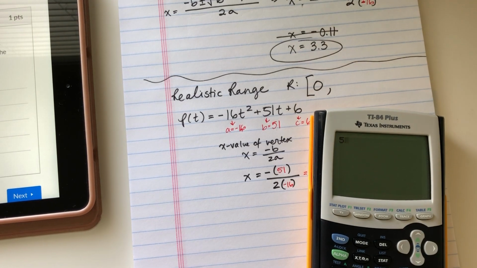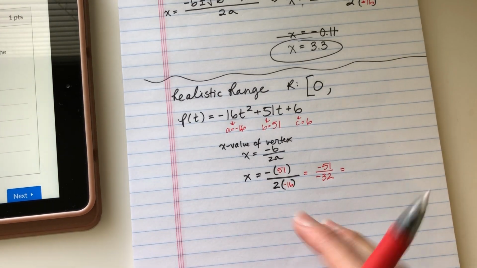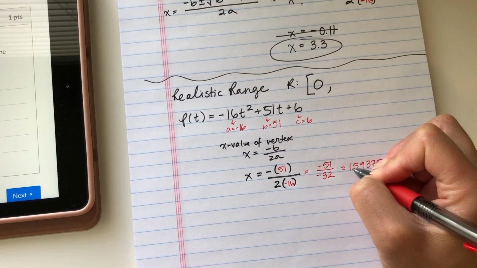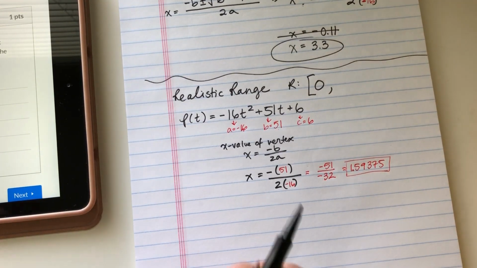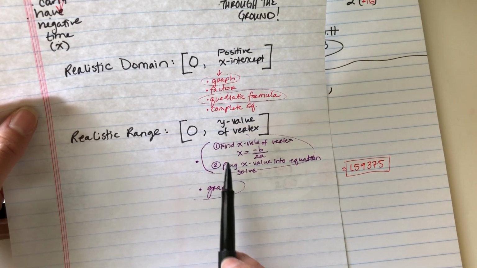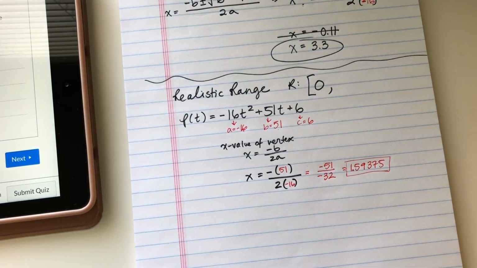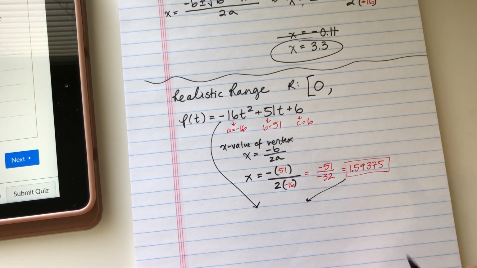And then I have 51 divided by 32, and it's 1.59375. Let's see if it's a prettier fraction. Nope. And I'm just going to leave it, 1.59375. So that's the x value of the vertex, but the realistic range doesn't want the x value, it wants the y value. So in order to find the y value, you plug the x value into the equation and solve.